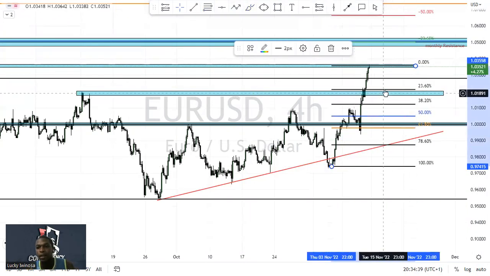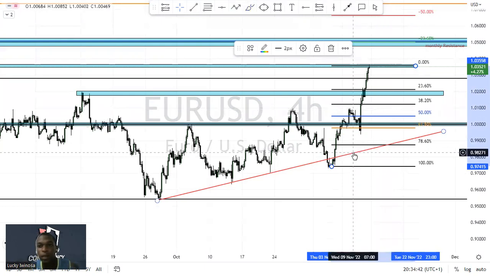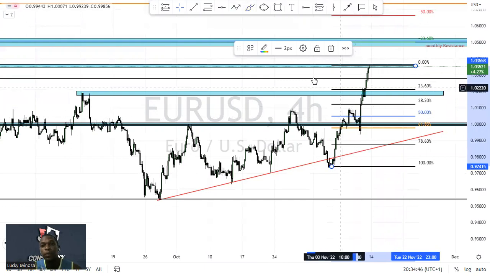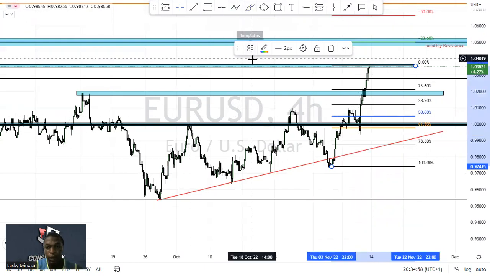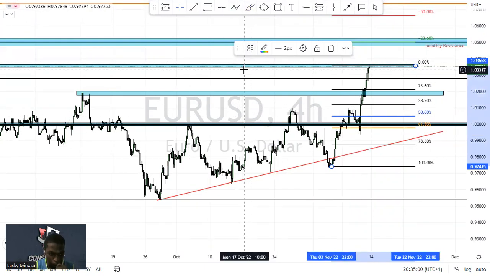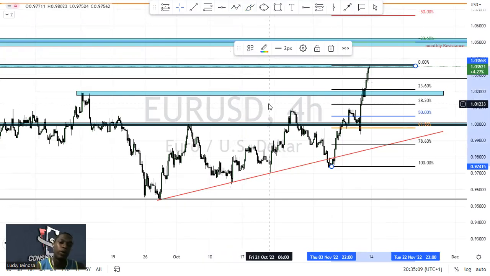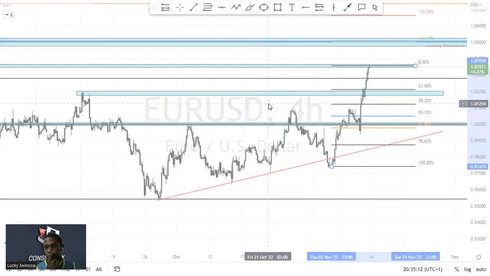Now, sitting around here, I think we are just slightly below the 23.6. But I would actually anticipate for price to come to the 23.6 and 38.2. Why? Because the impulse was so massive. The impulse was really very strong. So I think we're going to be having a strong trending market soon. If we have a strong trending market, I do not really anticipate for price to come back into discounts. I would just anticipate for it to come to the 23.6 and 38.2. Now, GBP USD, guys, it's pretty much the same as Euro USD, guys.